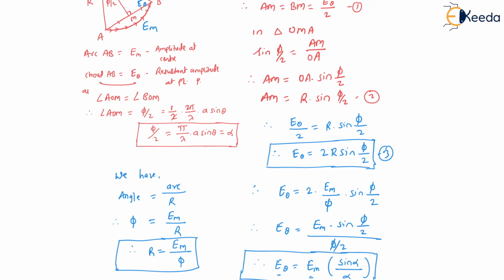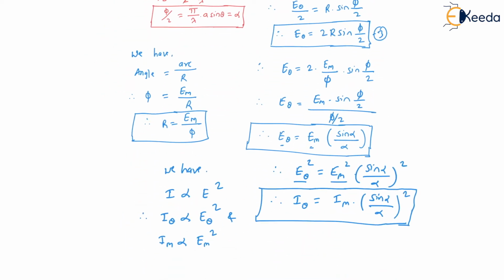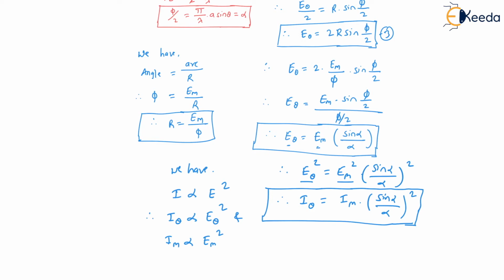So simply we have got the relation between E theta, that is the resultant amplitude, and Em, that is the maximum amplitude. And finally we have the equation of this amplitude as E theta equal to Em into sine alpha upon alpha. And then we can easily convert it into the intensity, that is I theta equal to Im into sine alpha upon alpha, whole bracket squared. So this is all about the equation of resultant intensity at general point P.